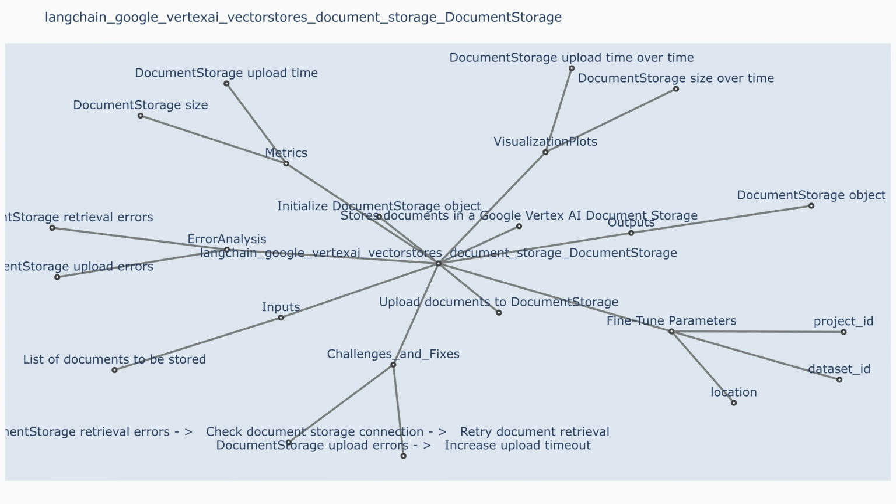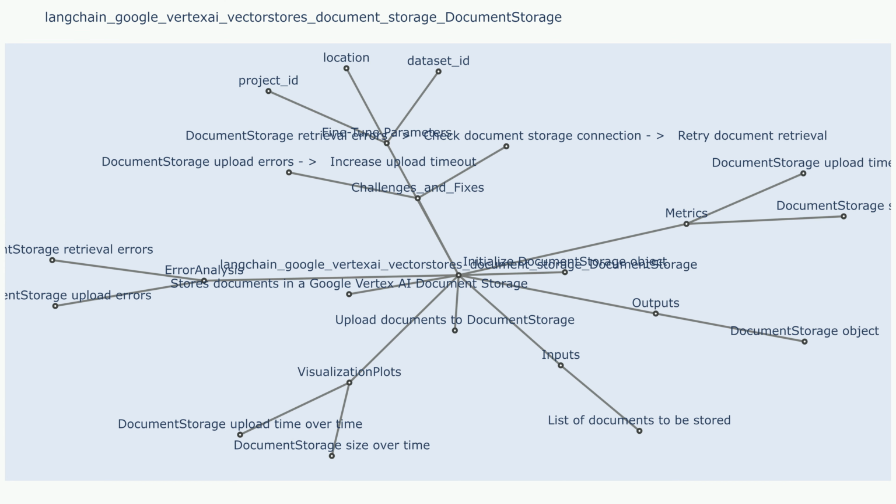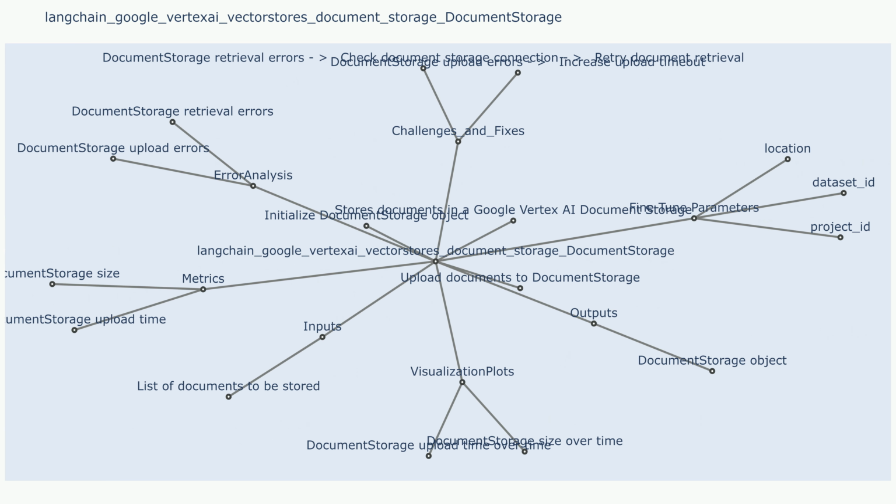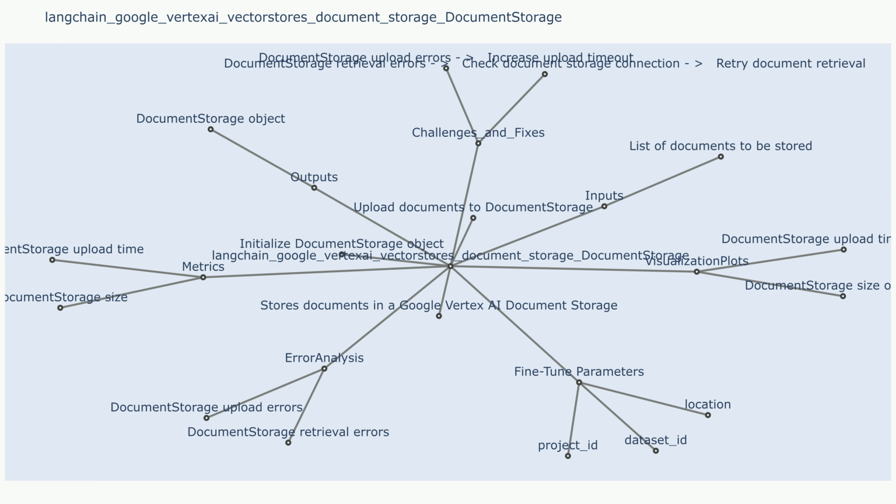LangChain Google Vertex vector stores, document storage. Description. The document storage class from the LangChain Google Vertex library provides a method to store and retrieve documents within Google Vertex AI. It acts as a bridge between LangChain's document processing capabilities and the powerful data management features of Vertex AI. Inputs. Document. This input is a list of documents, each represented as a dictionary with the following structure.